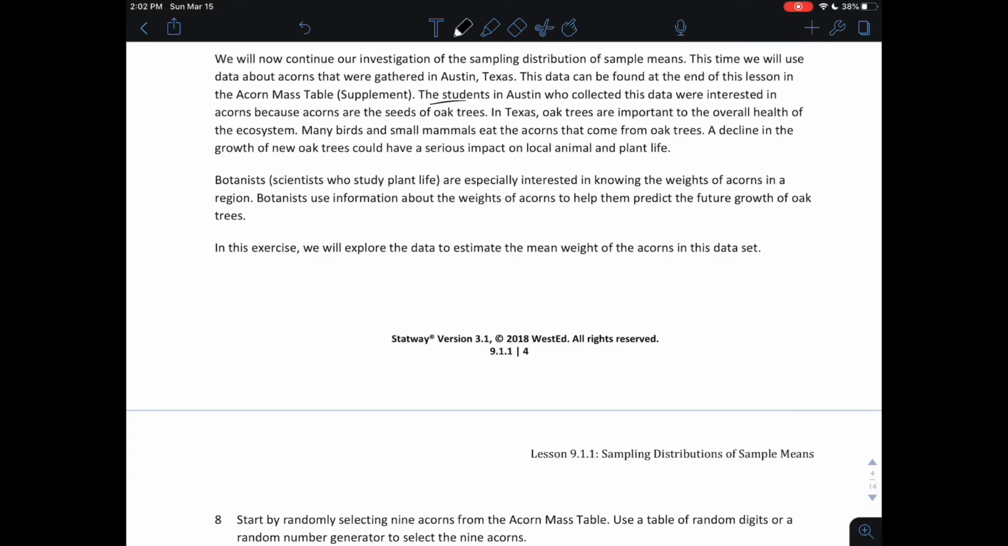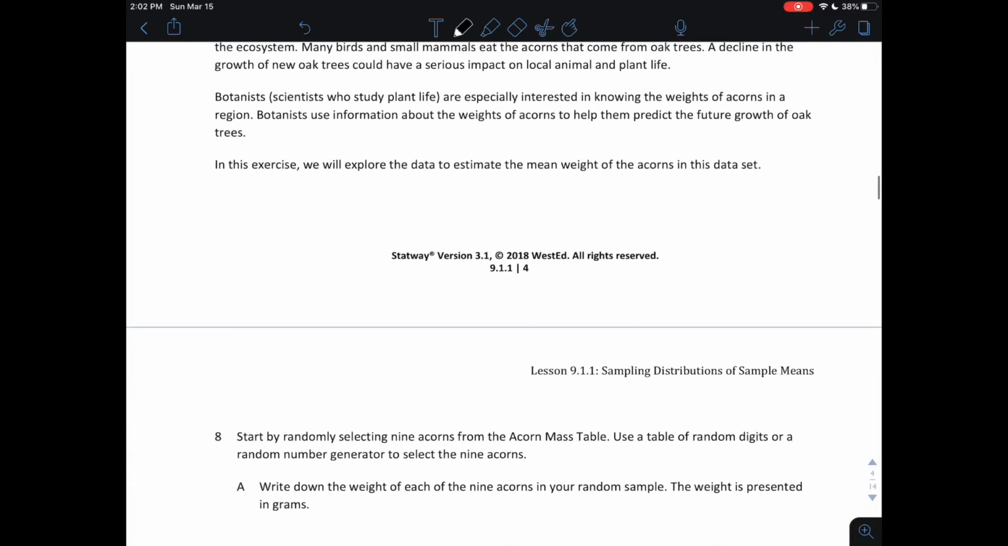Botanists, scientists who study plant life, are especially interested in knowing the weights of acorns in a region. Botanists use information about the weights of acorns to help them predict the future growth of oak trees. In this exercise, we will explore the data to estimate the mean weight of the acorns in this data set.